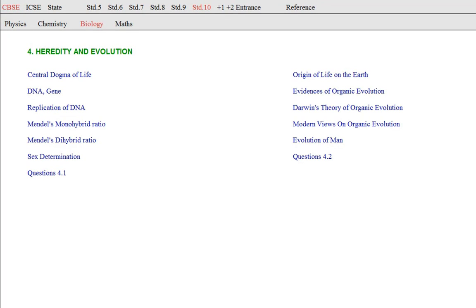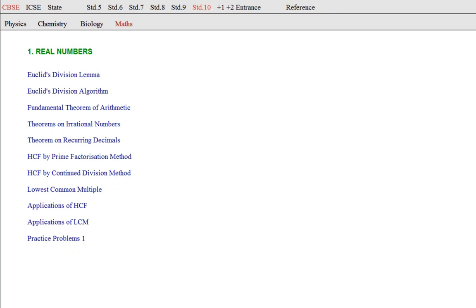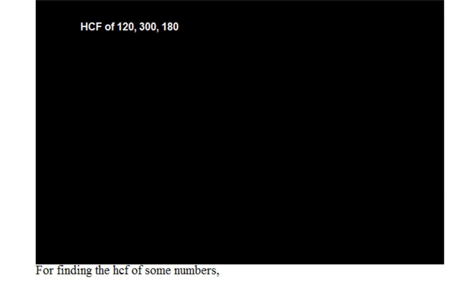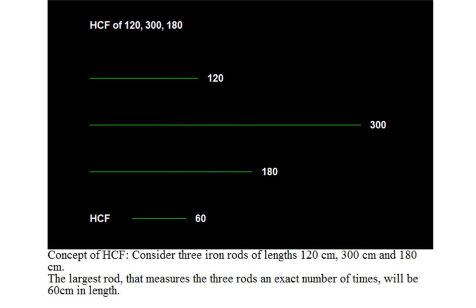Now let's go to maths. To find HCF, first, factorize the numbers. Take all common factors. Multiply them to get HCF. HCF is the highest number which divides the given numbers exactly.